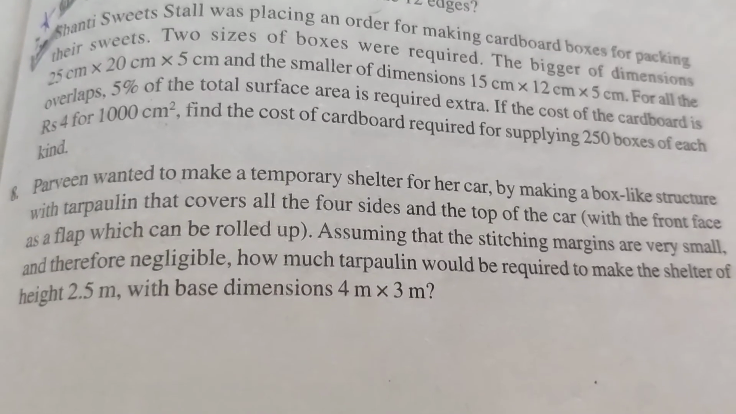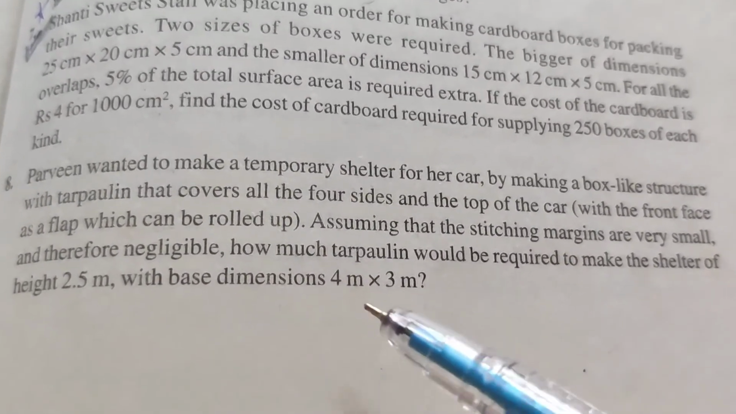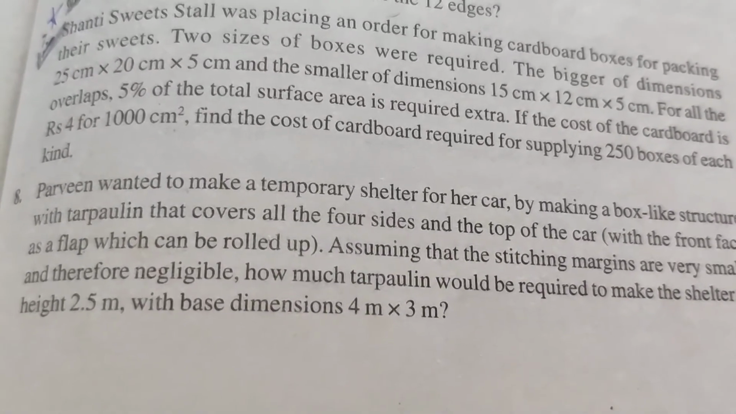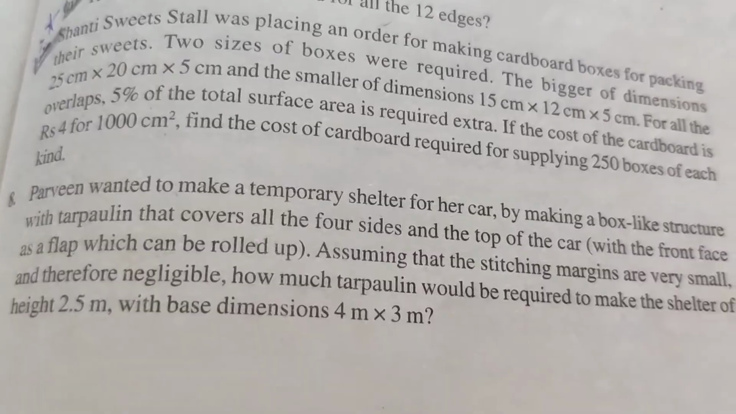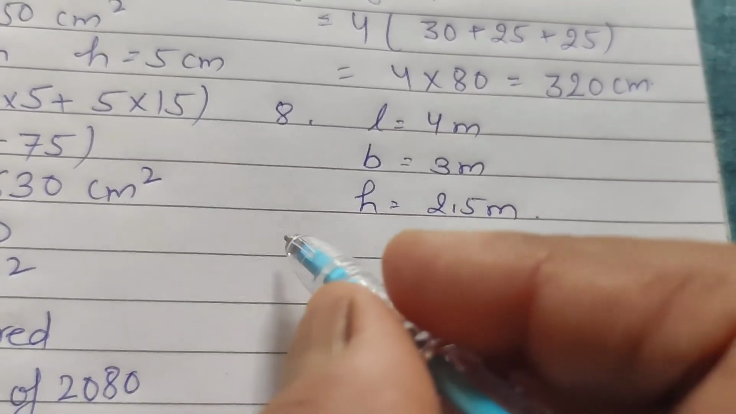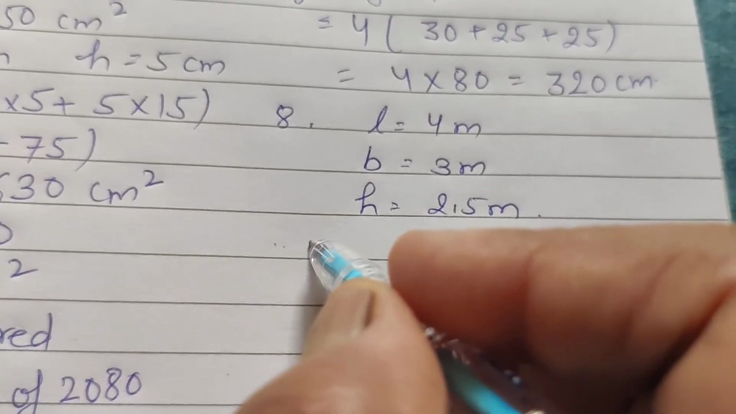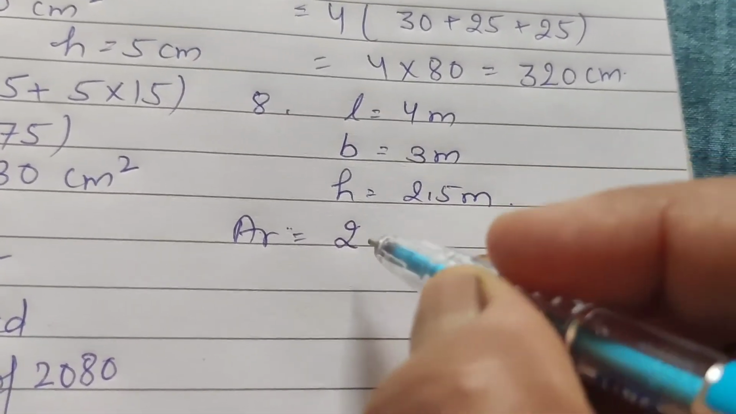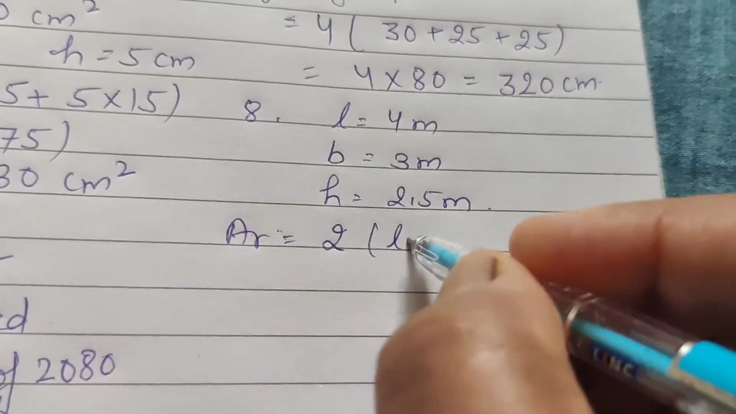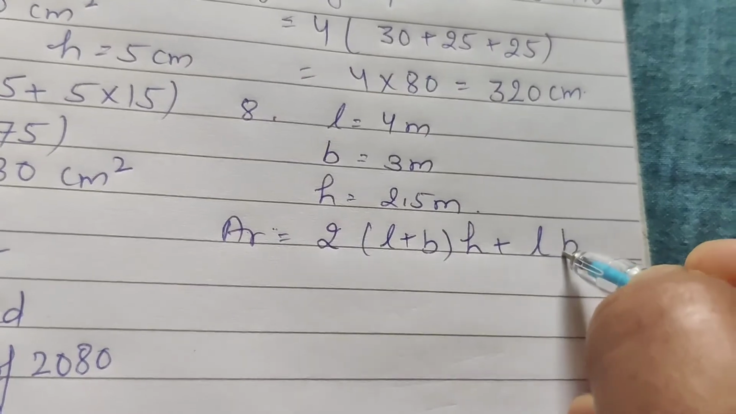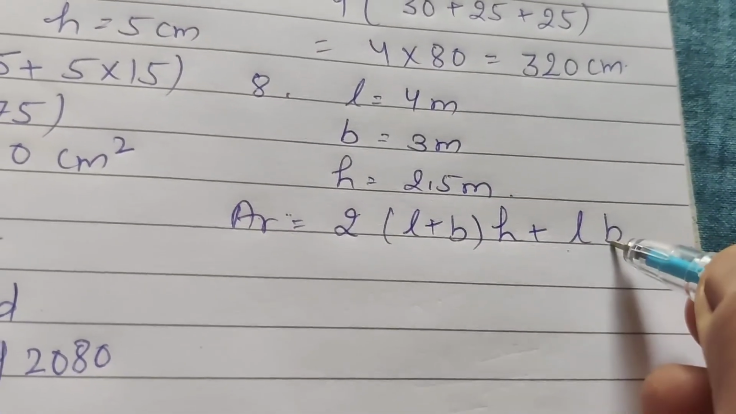It means height is 2.5 meter and dimension 4 meter into 3 meter. Length is 4 and breadth is 3 meter. Length 4 meter, breadth 3 meter and height is this. The area required for making a tarpaulin. It means the area of 4 sides, 2 times L plus B into H, and area of the top, not for the base, only area of top.